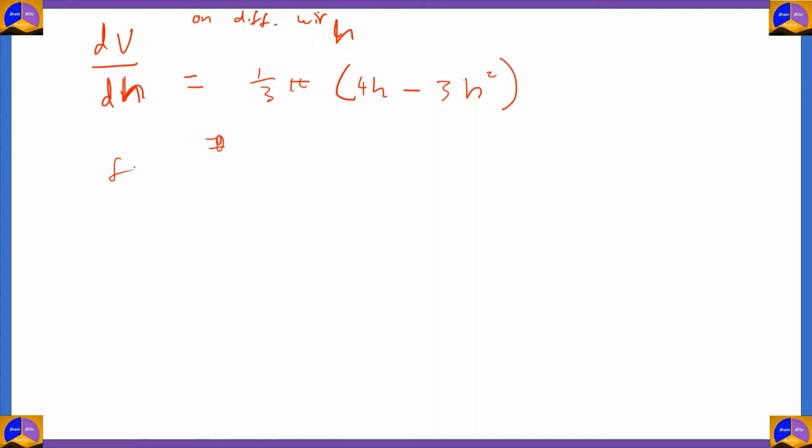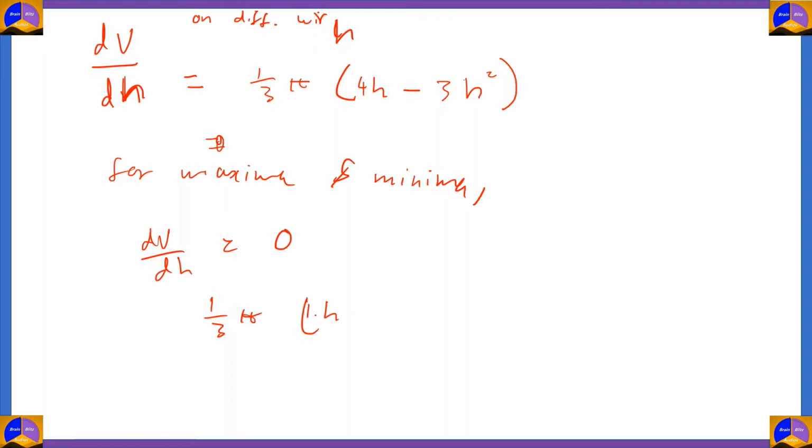So now what we do is for maxima and minima, we take dv by dh as 0. So 1 by 3 pi into 4h minus 3h square is equal to 0. So in the end, we'll get 4r is equal to 3h, and therefore h is equal to 4r by 3.